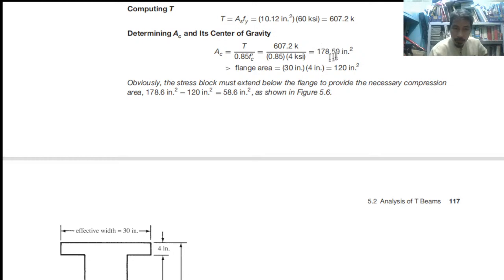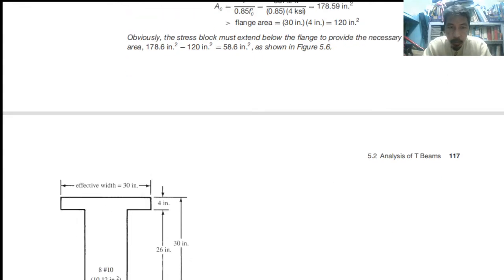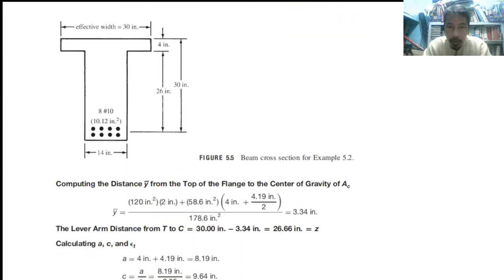And this is greater than the flange area, meaning there must be some web participation in the area. So we have to calculate how much. What is the flange area? 120. So 178 minus 120 is 58.6. That is the area of concrete that must be contributed by the web portion. So the web portion contributes 58.6 square inches.